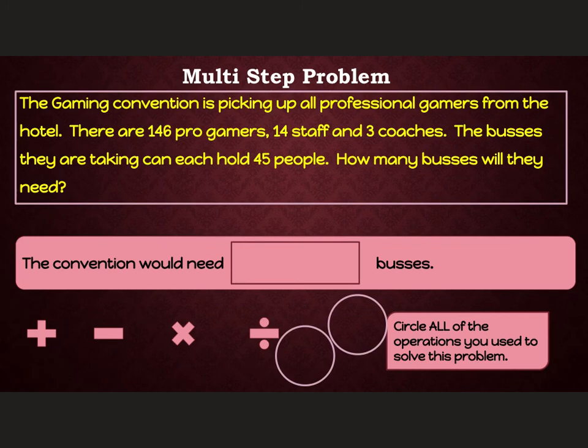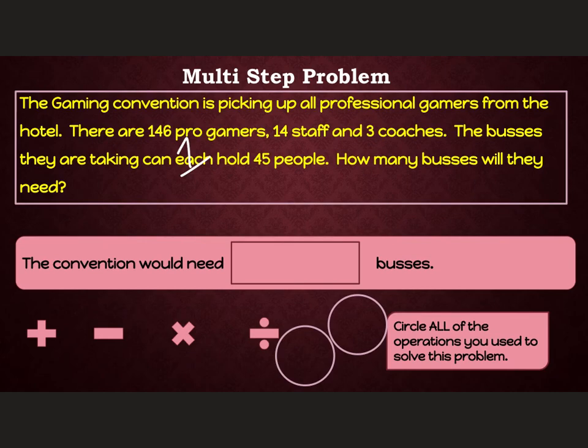Okay, so the first one we have is a multi-step problem. Let's read it. The gaming convention is picking up all professional gamers from the hotel. There are 146 pro gamers, 14 staff, and 3 coaches. The buses they are taking can each hold 45 people. Remember, each means 1, so one bus can hold 45 people. How many buses will they need? And the answer statement says the convention would need blank buses.